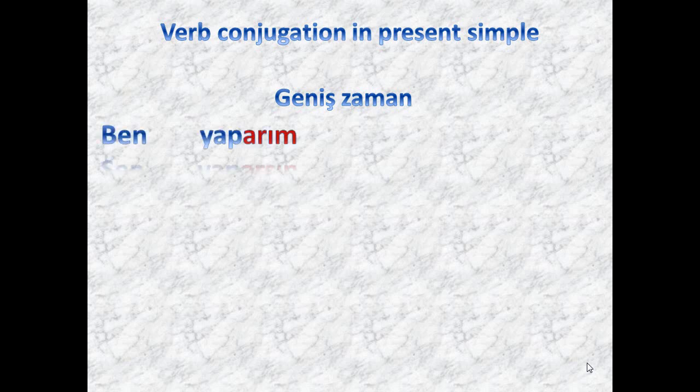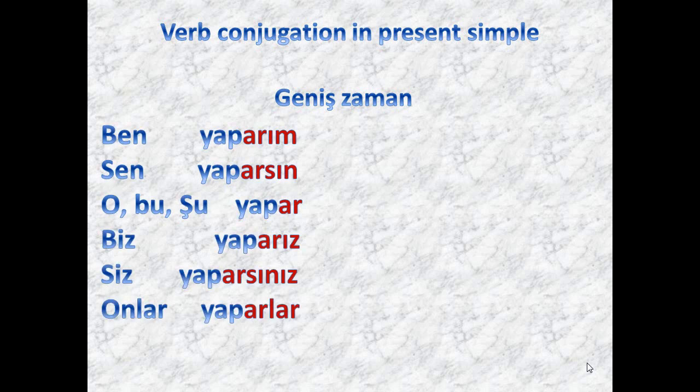Here we have present simple, they call it geniş zaman. They use it as a simple present kind of concept, and at the same time, they use this kind of verb to give promises or to mention that they are going to do something for you. When they want to give a promise about something that they will do, they use this tense as well. Okay. So here we have ben yaparım means I do, sen yaparsın means you do.